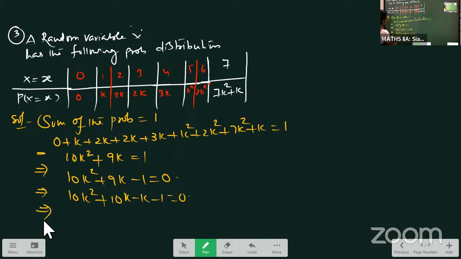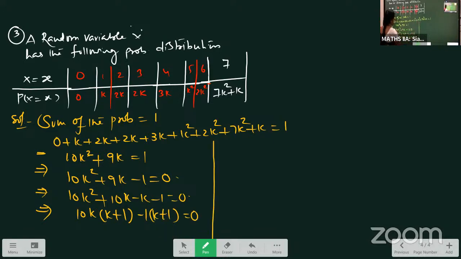What can we take as common from these two terms? We can take 10K as common, then K plus 1. In these two, what can we take as common? Minus 1 can be taken as common, because nothing is appearing here but minus is appearing. So minus 1 to be taken as common. Then the same term will be repeated here, is equal to 0. Now 10K minus 1 and K plus 1 is equal to 0.